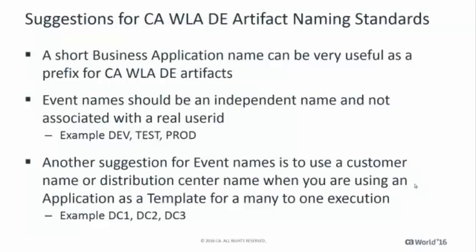So what are some suggestions for DE artifact naming standards? A short business application name can be very useful as a prefix for DE artifacts. Event names should be an independent name and not associated with a real user ID. Example, using dev, test, or prod. Another suggestion for event names would be using a customer name or a distribution center. That way you could have a prefix of DC1 for distribution center 1, DC2, DC3, and so on.